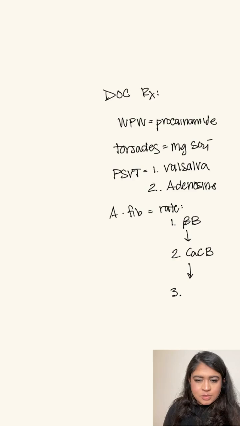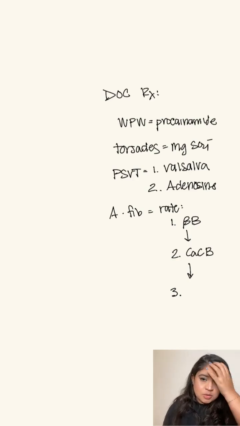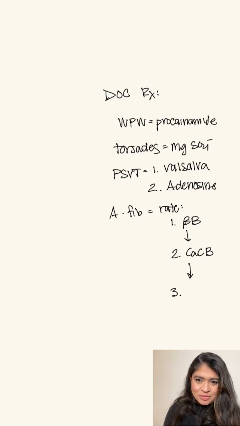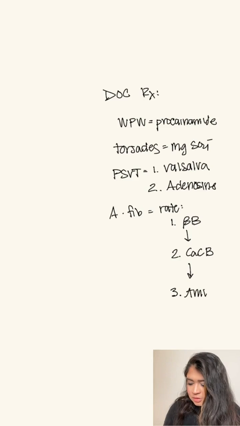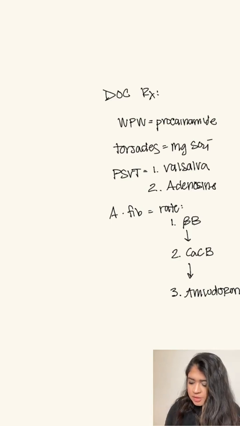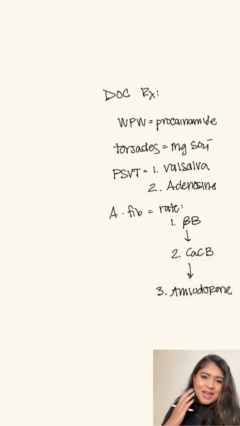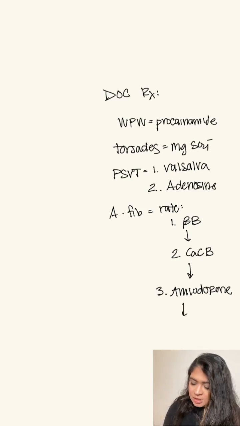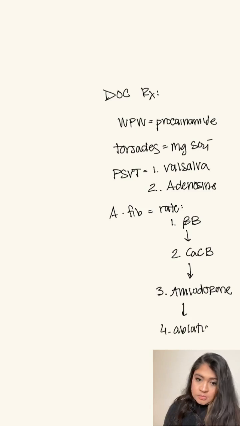Third, this is where we're segueing into a little bit more rhythm control. What would you give third line if it didn't work? Okay, good. Which one? Amiodarone. Amiodarone is third. And if that also fails, then you're out of options for pharmacology at least, and then you want to go to ablation therapy. Good.